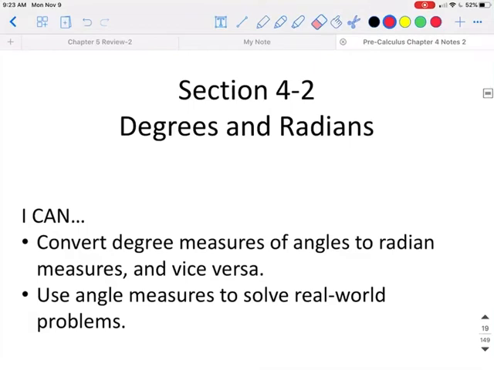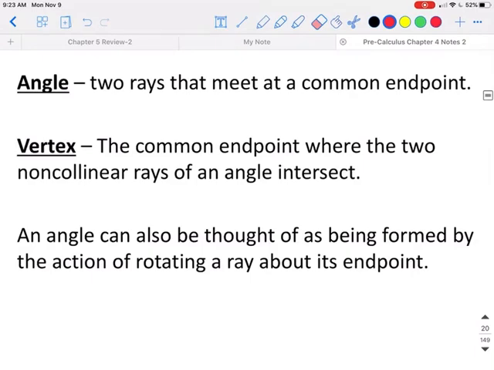This is section 4.1, part A, degrees and radians. An angle is two rays that meet at a common endpoint. So if we have one ray that starts here, remember a ray has one point and extends indefinitely in the other direction, and we have another ray and they meet at a common point, then we form an angle. That common point in which they meet is called the vertex.